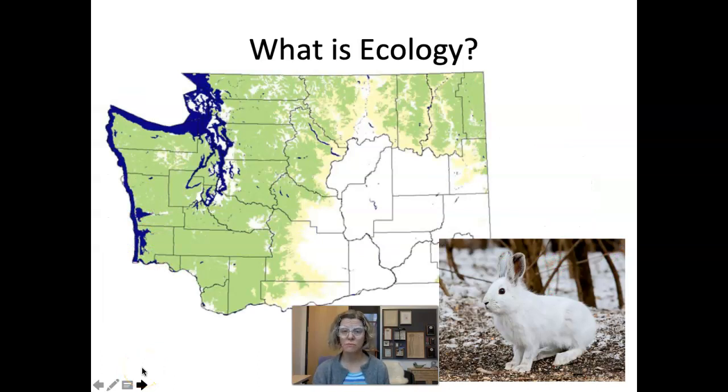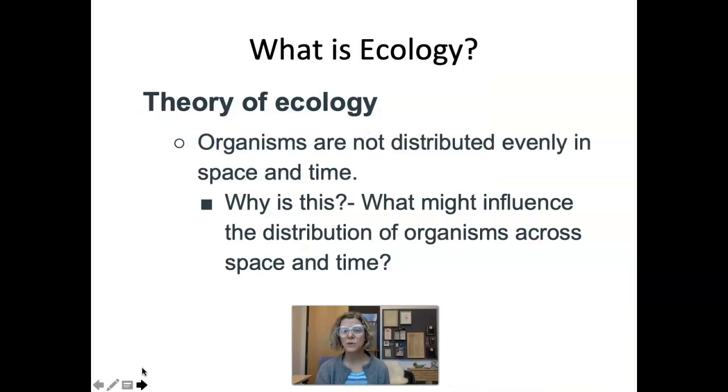So here, for example, probably created in a similar way, is a distribution map of the snowshoe hare here in Washington. And this is what our cute little snowshoe hare looks like. All the green is habitat, and all the light yellowish tan color is potential habitat for the snowshoe hare. And a lot of this was made using those same types of techniques. And that's because we understand that organisms are not distributed evenly in space and time. Why is this? What might influence that distribution? These are the kinds of things that ecologists try to study.